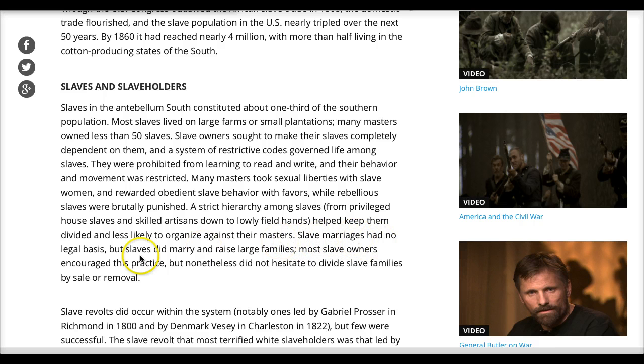Slave marriage had no legal basis, but slaves did marry and raise large families. Most slave owners encouraged this practice, but nonetheless did not hesitate to divide slaves' families by sale or removal.